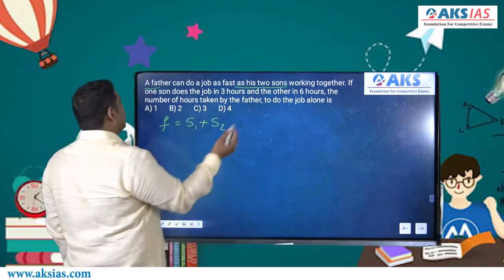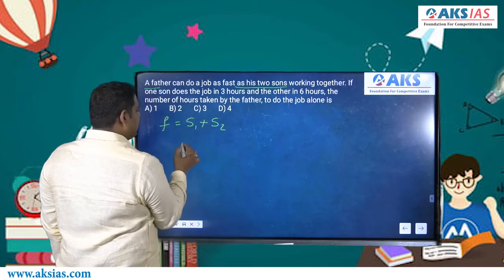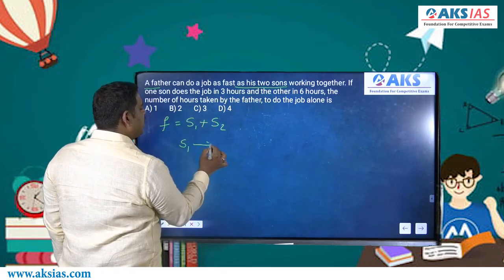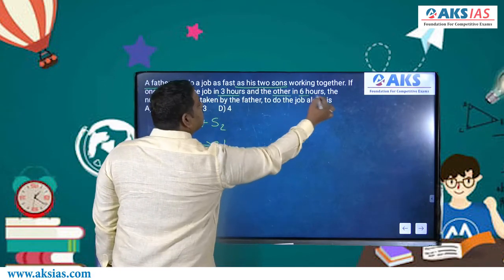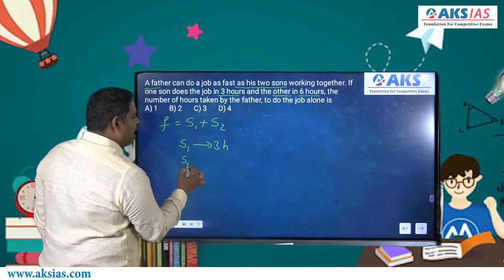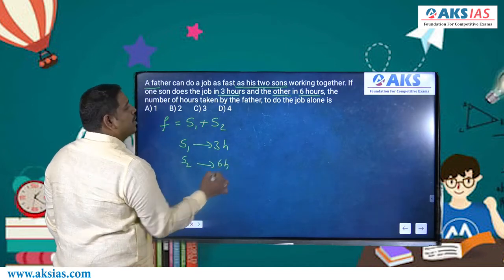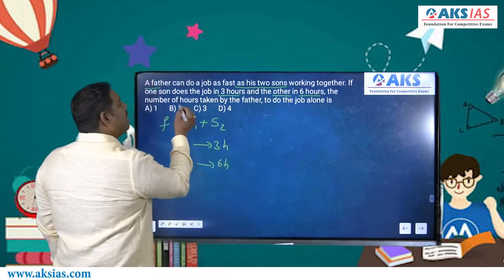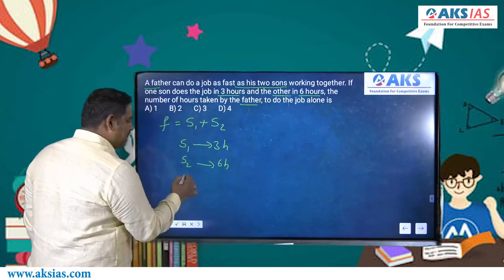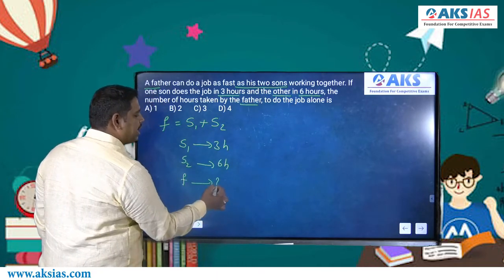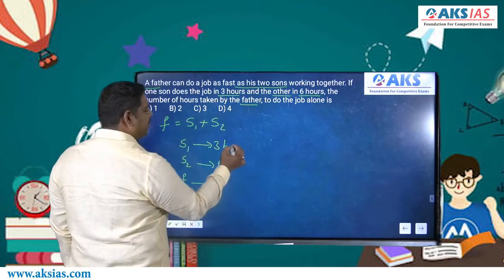Right. Next statement. If one son does the job in 3 hours, so son 1 in how many hours did it? 3 hours. The other son in 6 hours. That means son 2 in how many hours can do it? 6 hours. And what he is saying, the number of hours taken by the father to do the job alone. How many hours can father alone complete it? Is it correct?